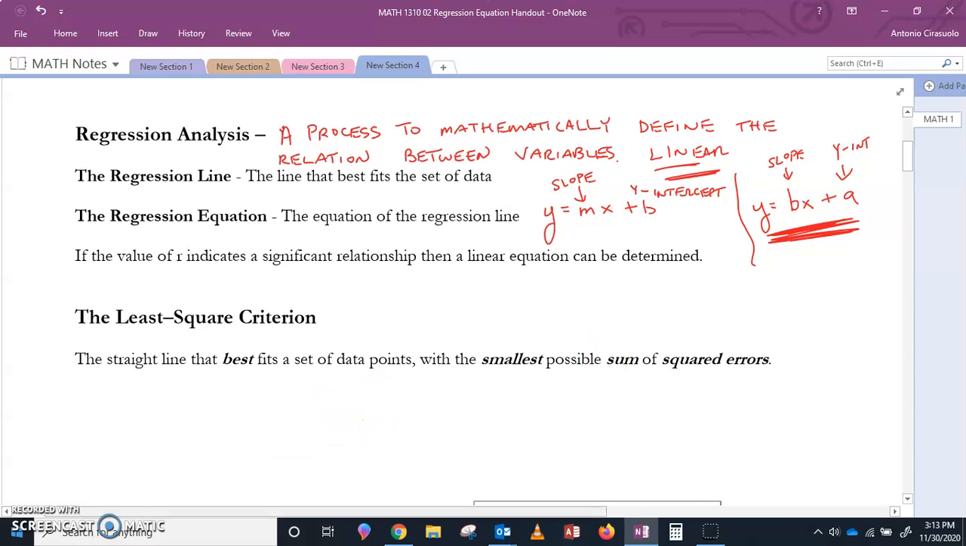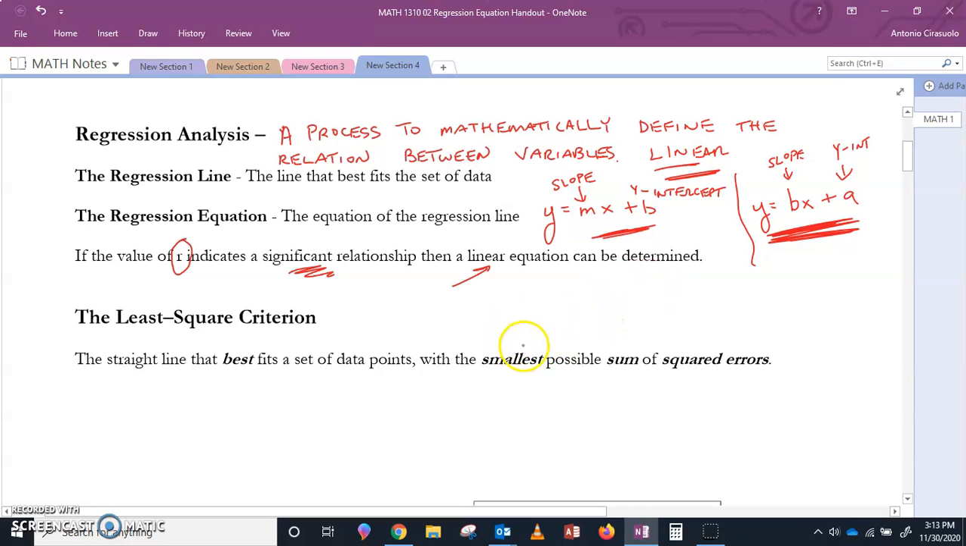So how does this work moving forward? If we figure out that the correlation coefficient indicates a significant or strong relationship, the next part of this process is to find the model, determine what the line of best fit is, right? And once we have that, then we can answer questions about the population through the idea of a prediction interval, which we'll talk about as we move along, which is really a confidence interval.